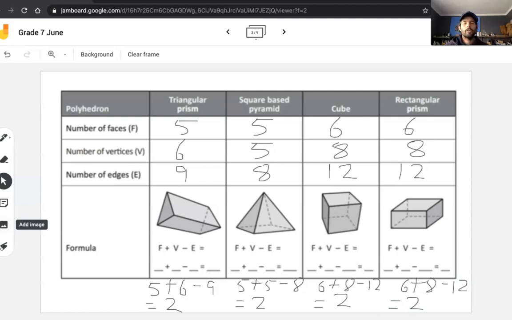All right? So Euler's Formula stated that the relationship between faces, vertices, and edges of any convex three-dimensional polyhedron is going to be equal to 2. So faces plus vertices minus edges is always going to be equal to 2. And it's a really cool, useful method to use to check your work whenever you have to name or calculate the number of faces, vertices, and edges of a convex three-dimensional polyhedron.